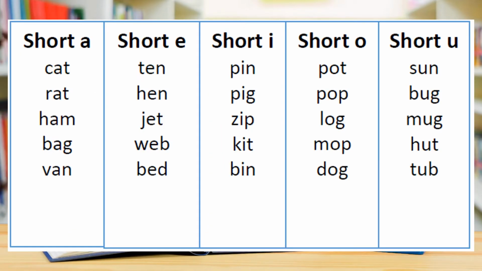Let us read all these words. Cat, rat, ham, bag, van, tan, hen, jet, web, bed, pin, pig, zip, kit, bin, pot, pop, log, mop, dog, sun, bug, mug, hut, tub.